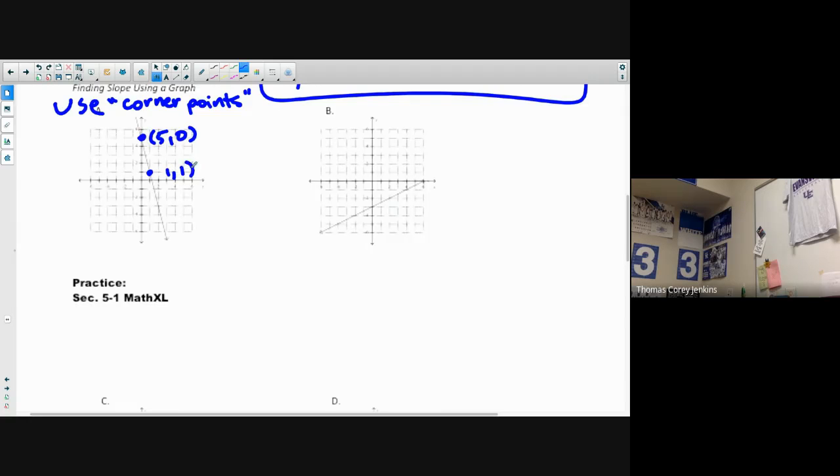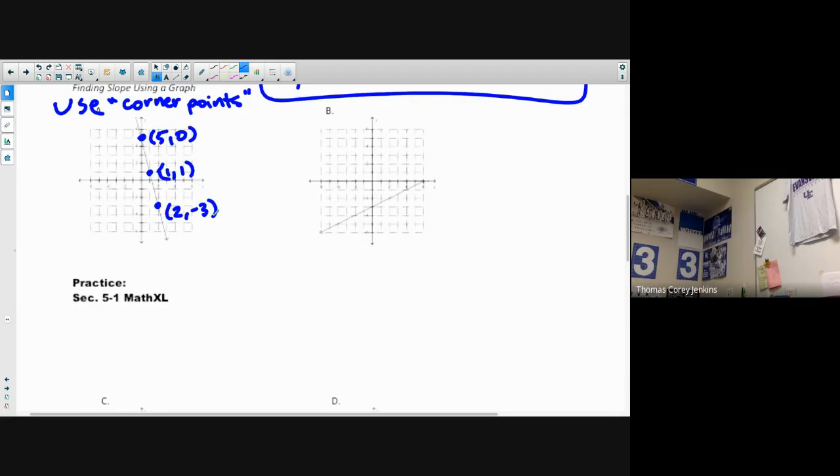And then when it's unclear, which it kind of is off of this, I see if it follows the same pattern. So that would be down 1, 2, 3, 4, right 1. So let's try that again. Down 1, 2, 3, 4, right 1. It looks to follow that same pattern. So it also goes through 2, negative 3.